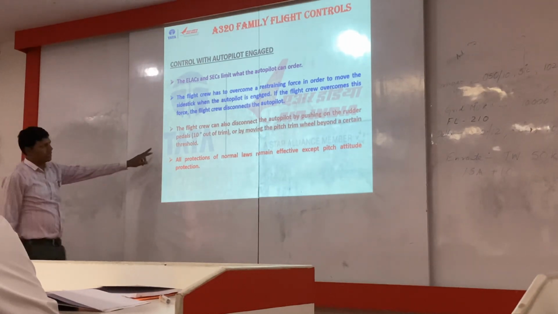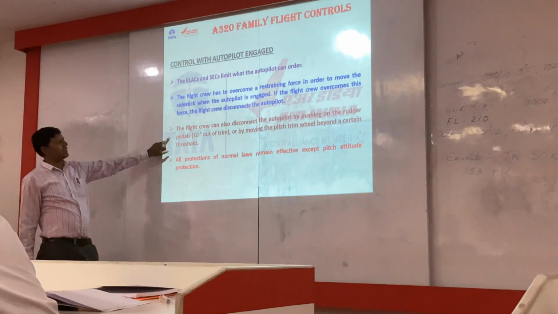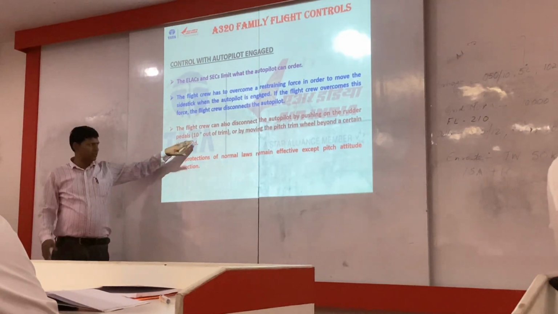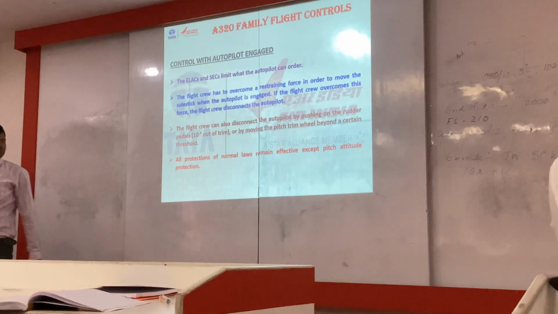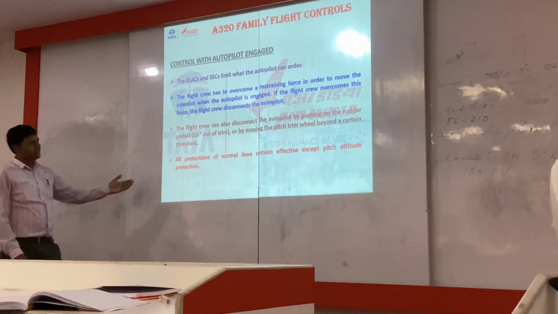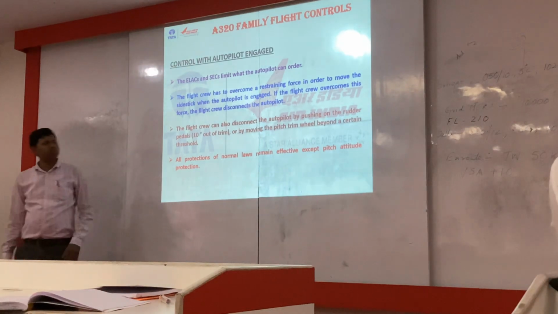The flight crew can also disconnect the autopilot by pushing on the rudder pedals 10 degrees out of it, or by moving the pitch trim wheel beyond a certain threshold. All protection of normal laws remains effective except pitch attitude protection.